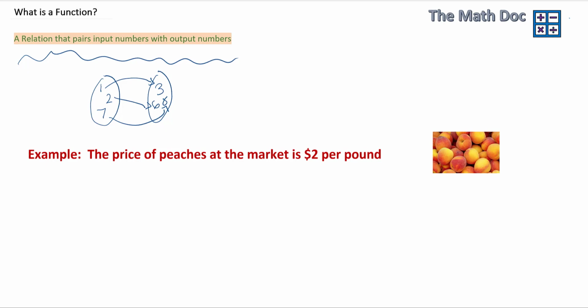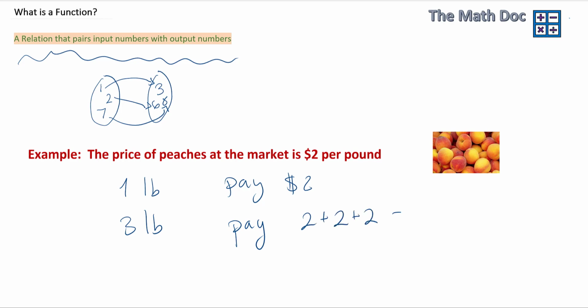So again, what is a function? Well, let's look at this example, which I wrote down here below. The price of peaches at the market is $2 per pound. So what does that mean? It means that if I buy 1 pound of peaches, I will pay $2. If I buy 3 pounds of peaches, I will pay 2 plus 2 plus 2, or we can write that as 3 times 2, so it will be equal to $6.